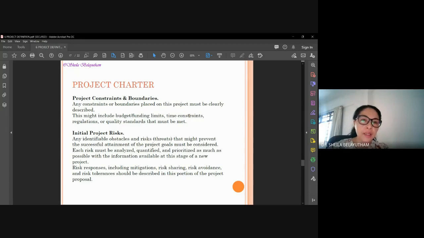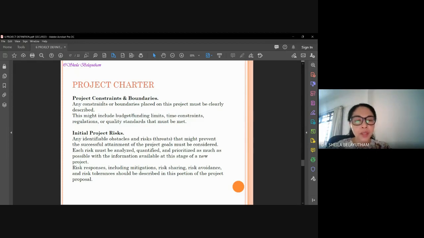So actually it relates back also to the project priority matrix. Before you can define the project priority matrix, what are the factors that we are looking at? Besides time and cost, we also have regulation constraints. If the local authority is not happy with a project, such as the development of factories around their area, that might not be good. So any regulation constraint, and also any quality standard that must be met. So that is project constraints and boundaries.